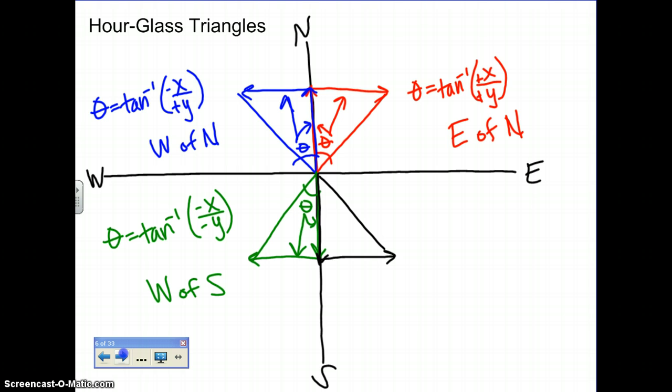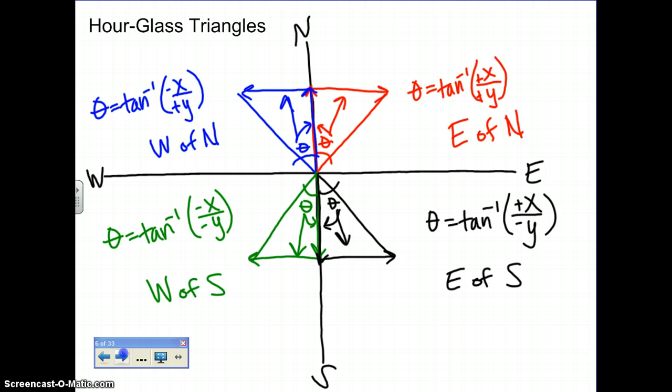Okay. So now you're going to go south, and then you're going to go east. You're going to draw in your resultant. You're going to place theta properly. Once again, you know it's going to be the inverse tan of opposite over adjacent. Who's opposite? Who's adjacent? Opposite is x, adjacent is y. Whereas your x is positive, but your y is negative. This quadrant is going to be called east of south. That sounds funny, right? You don't really normally hear that, but there is such a thing as hourglass triangles.